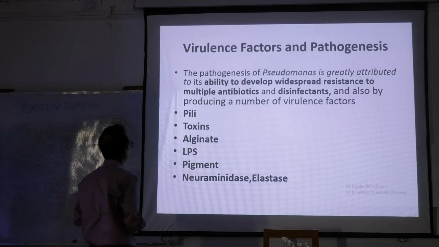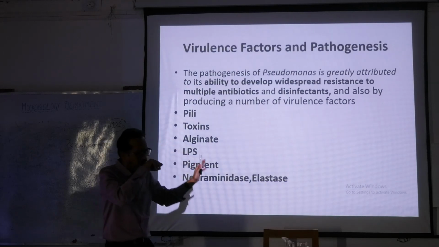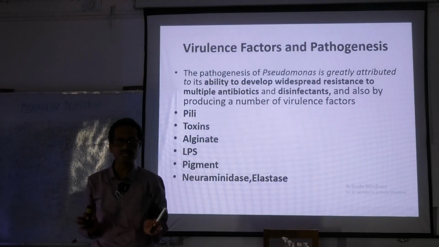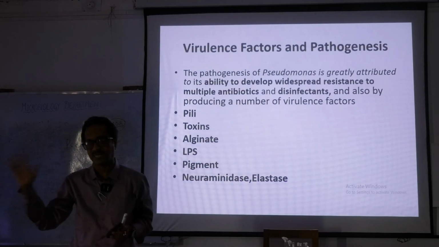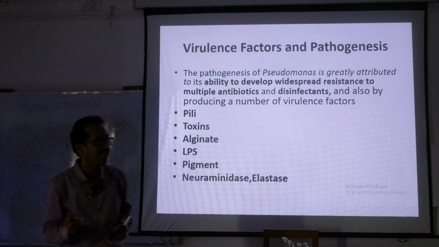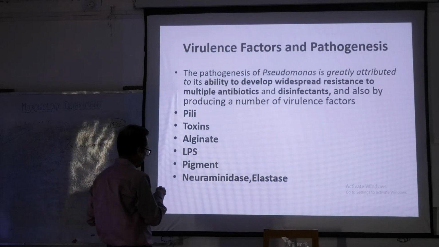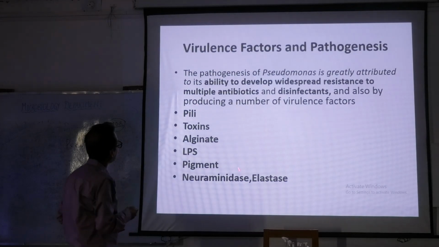Now what are the virulence factors? I have mentioned a few. What is the first? Any virulence factor of the bacteria? First is how it should attach to the human cell. So attachment is first, then other virulence factors. Here the attachment is by pili or fimbriae. Pili or fimbriae are the attachment organs.